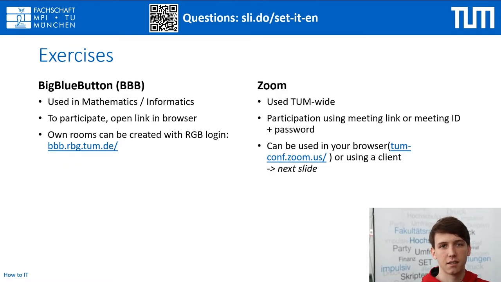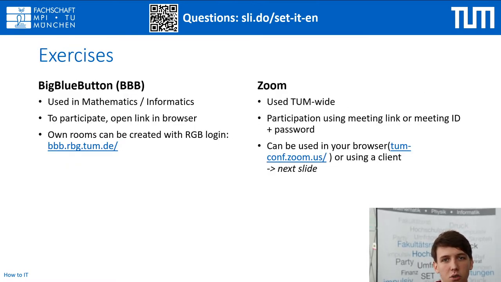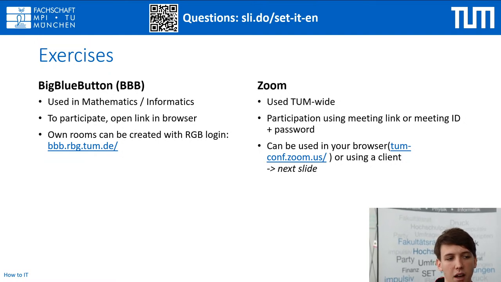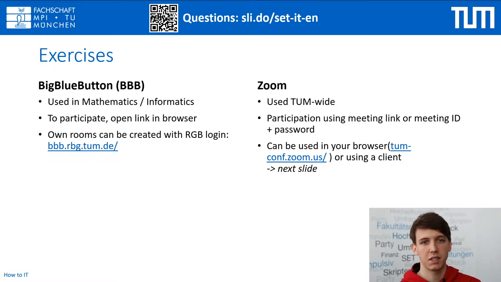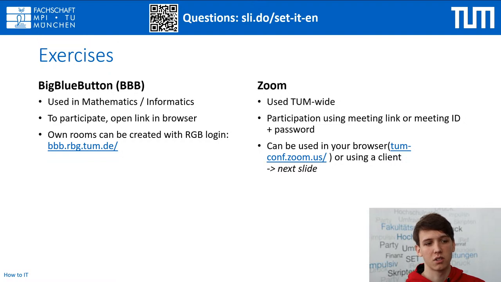For exercises, like I said, the only two tools that are really used widely are Big Blue Button, only used in the mathematics and informatics departments, since the physics department does not use our server infrastructure. It is kind of simple. You just open the meeting link in the browser, and that's it. You can also create your own rooms if you have an RBG login under bb.rbg.de.